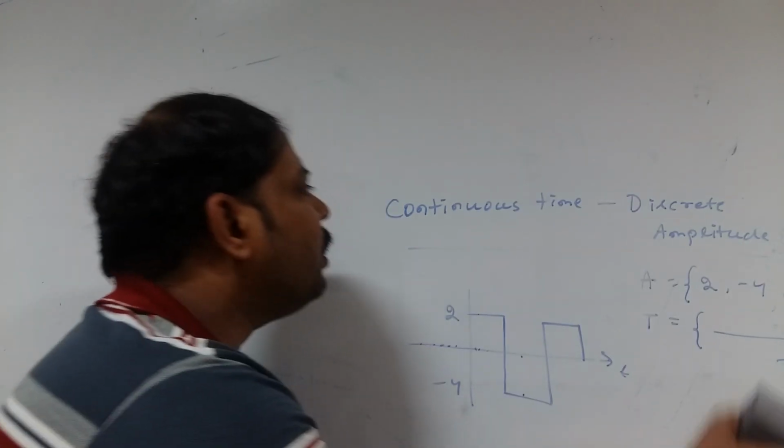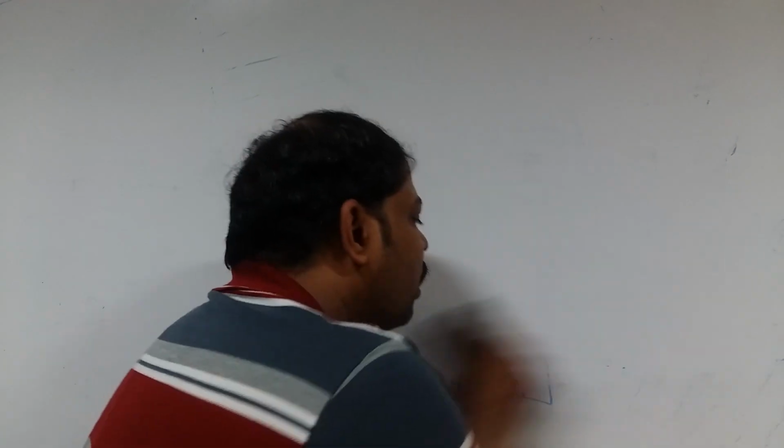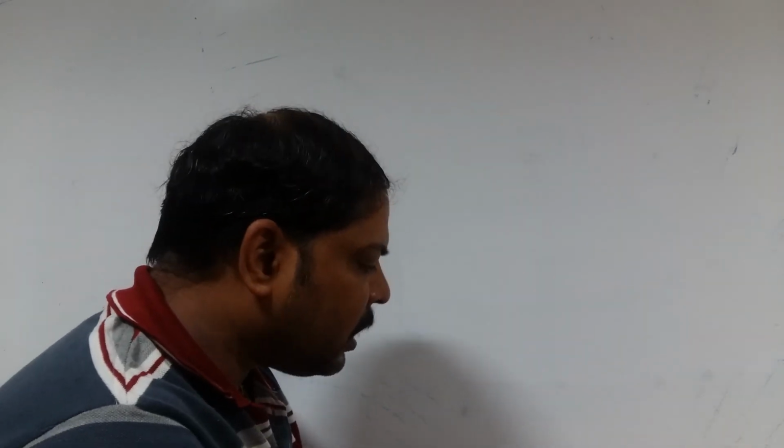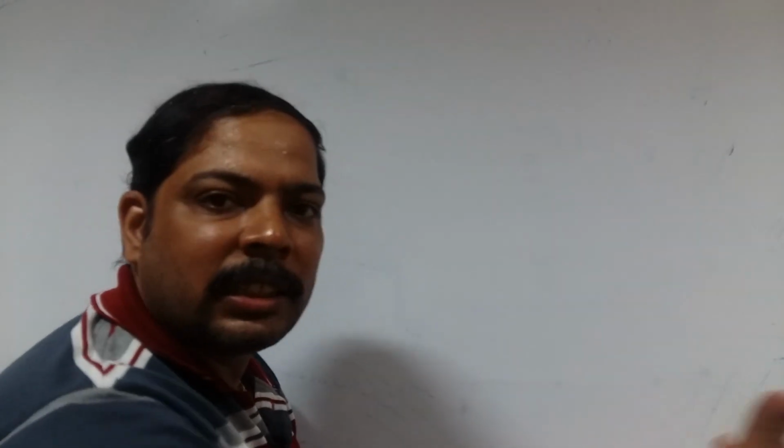Now let me cover another one, that is discrete time continuous amplitude signal. I think this should not be discussed in this video. So I will discuss the other two classifications, that means discrete time continuous amplitude and discrete time discrete amplitude, in my next video. Then after that I will discuss what is an analog signal and what is a digital signal.